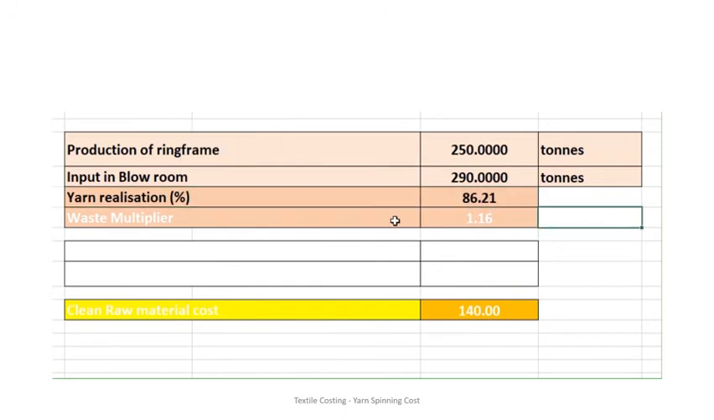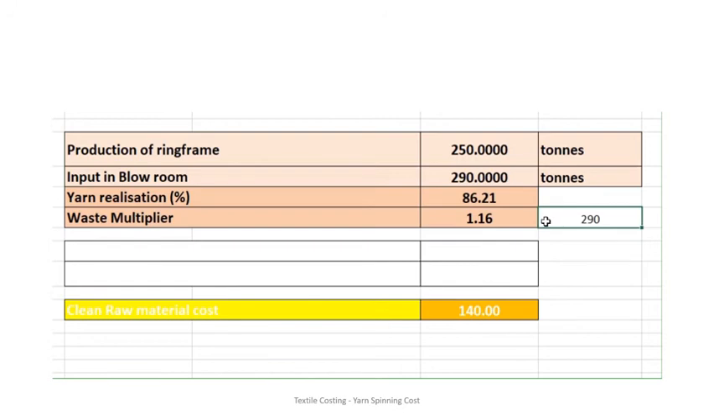Then the next terminology, waste multiplier, we have already seen. It is 100 divided by yarn realization. So calculating waste multiplier, 100 divided by 86.21, you will get 1.16. So 250 into 1.16 should give you 290. So we can check. Yes, we have got the right answer. So we can check the waste multiplier.